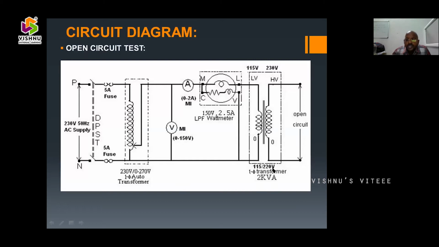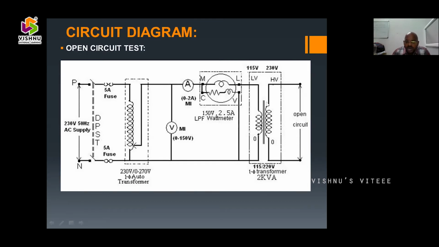115 by 220 means the 115 side, 0 to 115 volts, is considered as the LV winding, and the 0 to 220 volts side is considered as the high voltage winding. Each and every transformer consists of two windings. One winding is considered as the LV winding and the other winding is considered as the HV winding. LV and HV mean low voltage winding and high voltage winding. And this is the transformer on which you are conducting the experiment.